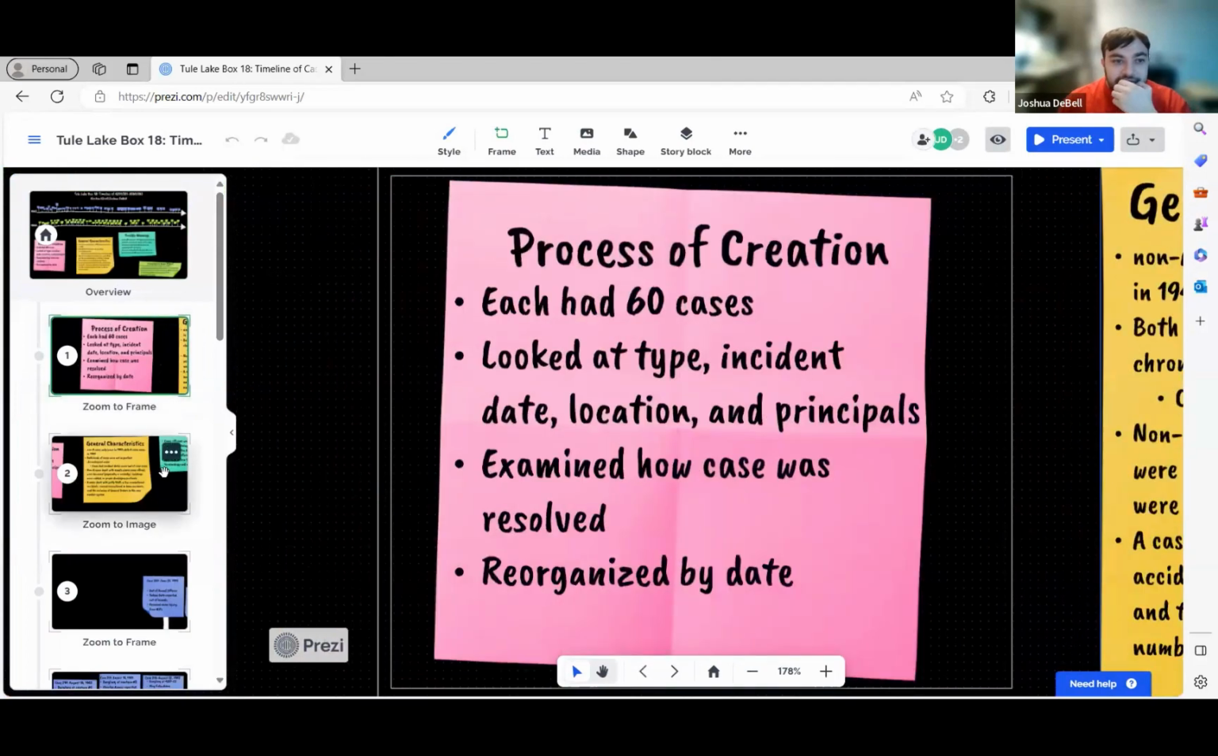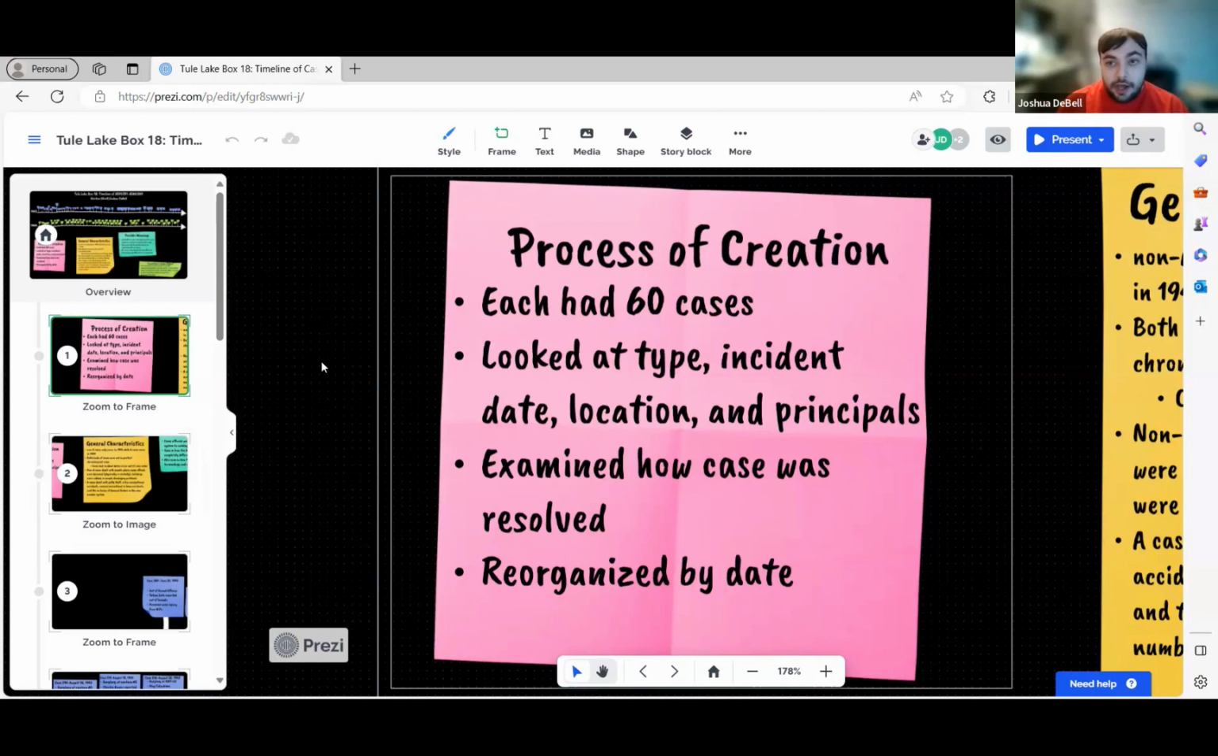So our process of creation was that each of us was delegated 60 cases. Kirsten got the cases that had an A next to them, while I got the cases that were strictly numerical. For these cases, we went back into the reports, and most of this is based on the reports. We didn't consult the cards for this, and we basically looked at type, incident date, location, and the main principals of people. And we also examined how the case was resolved.